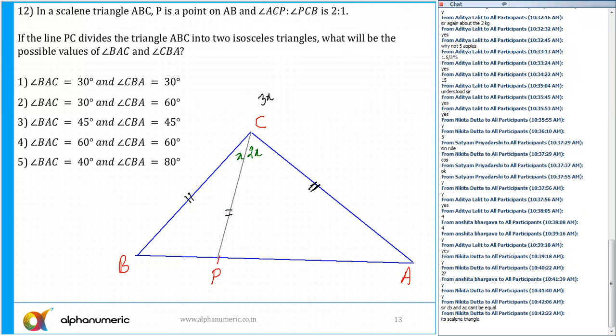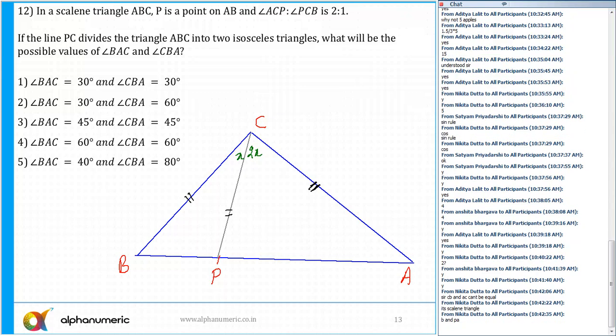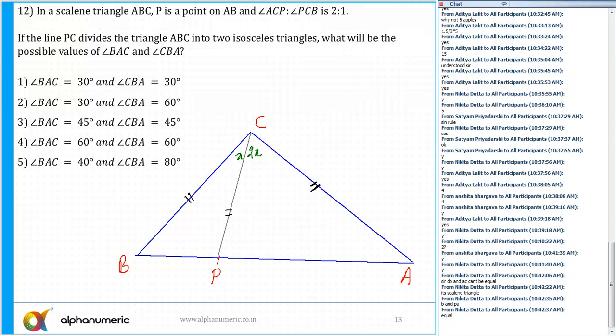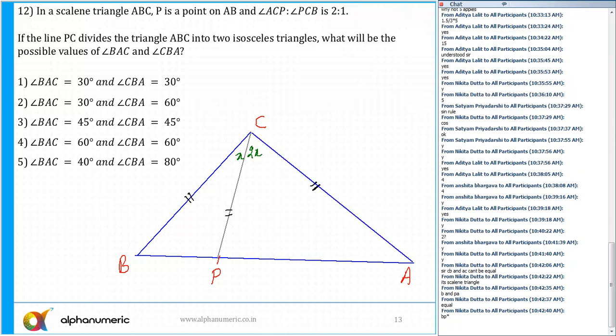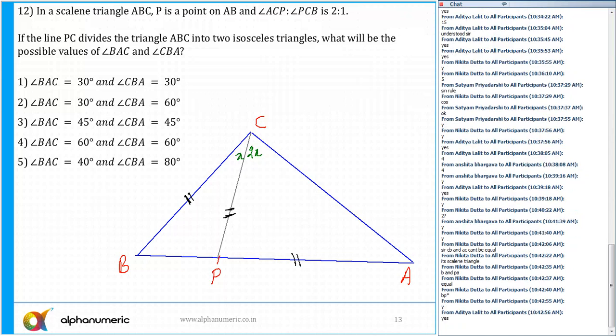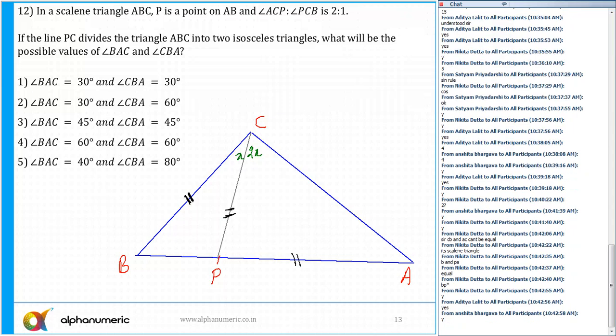Just a minute. In a scalene triangle ABC, so ABC is a scalene triangle. Yes, that's right, it is given that it is a scalene triangle. So these two sides are equal, and this is this. So these three sides are equal. Is that clear to all of you now? These three sides which I marked by the black marker, as all three sides are different.